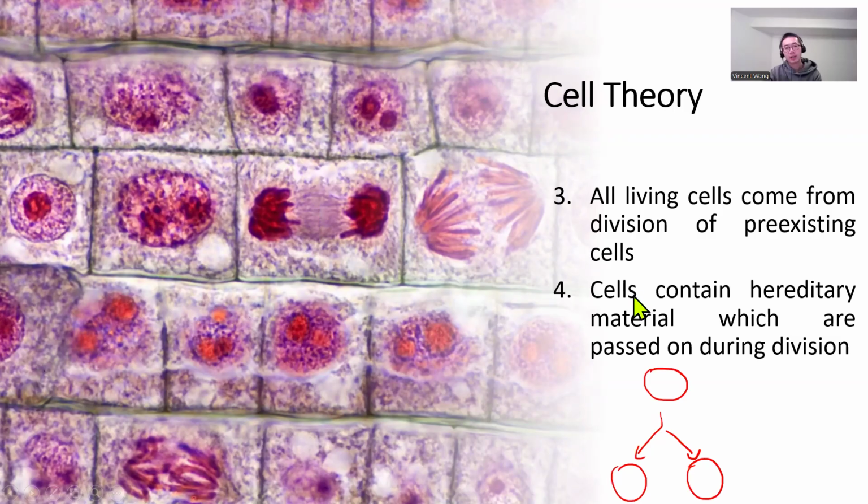Finally, the last part of the cell theory: cells contain hereditary material which is passed on during cell division. I told you we have 46 chromosomes, 46 DNA molecules, and when the cell divides, each daughter cell will get 46, an identical copy of the original. So those are the four parts of the cell theory. Does anybody have any questions?